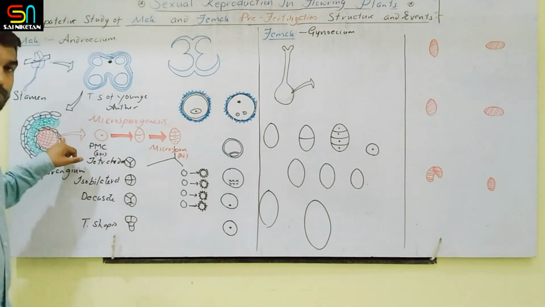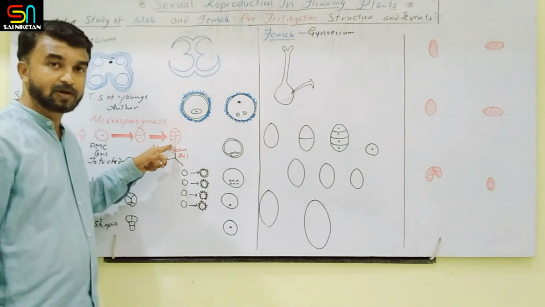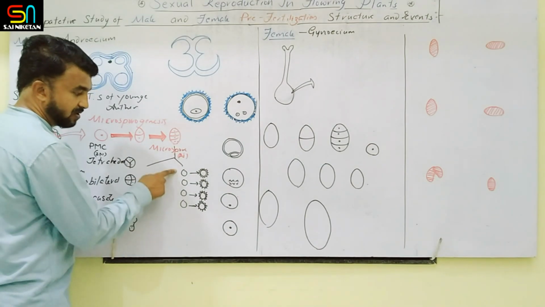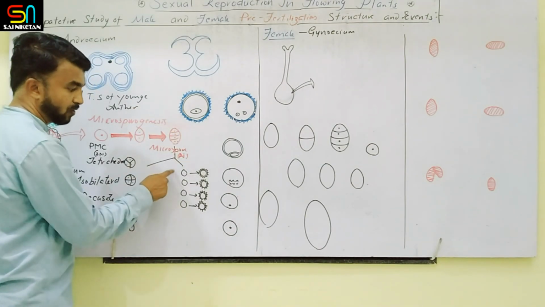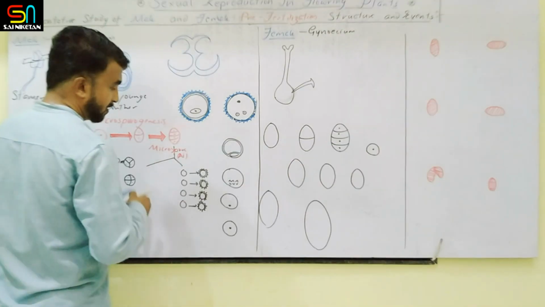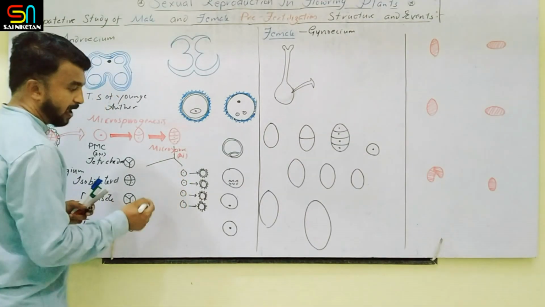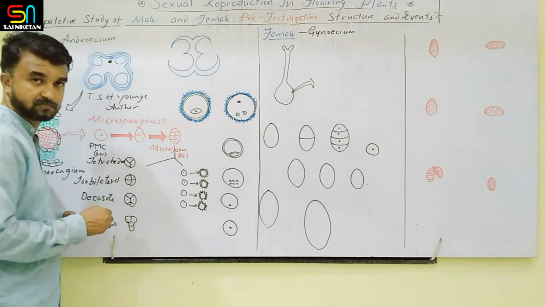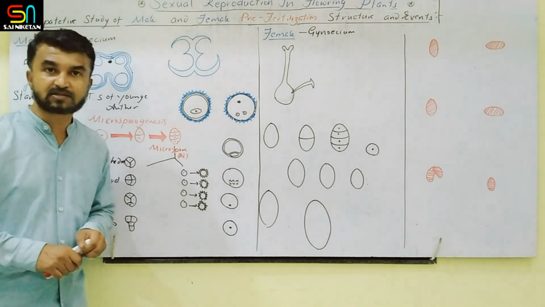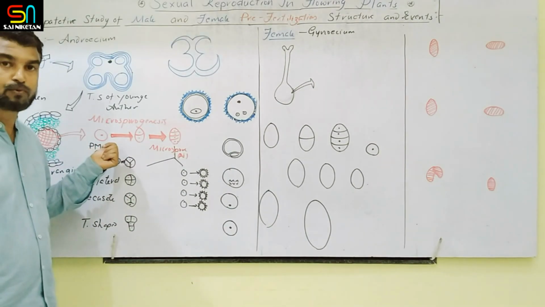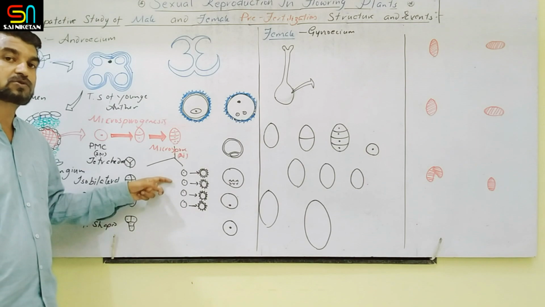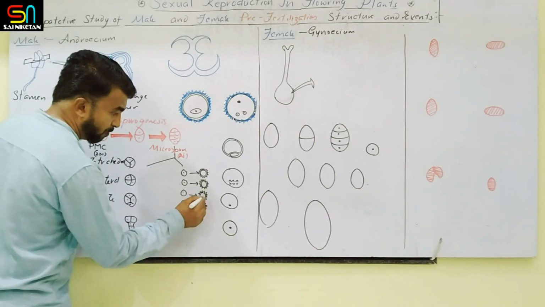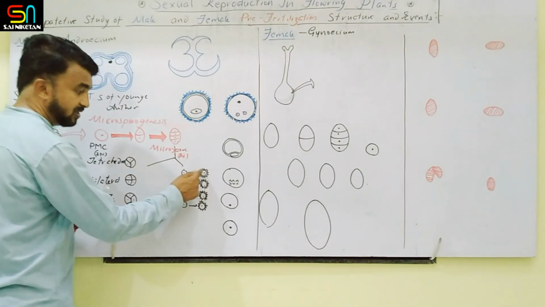When the tapetum produces the callase enzyme, callase dissolves the callose wall and all microspores separate. So these are the 4 microspores separated from the microspore tetrad. Now these microspores have the potential to develop into pollen grains. The main point is that from each pollen mother cell, 4 microspores develop, and each microspore has the potential to develop into a pollen grain.